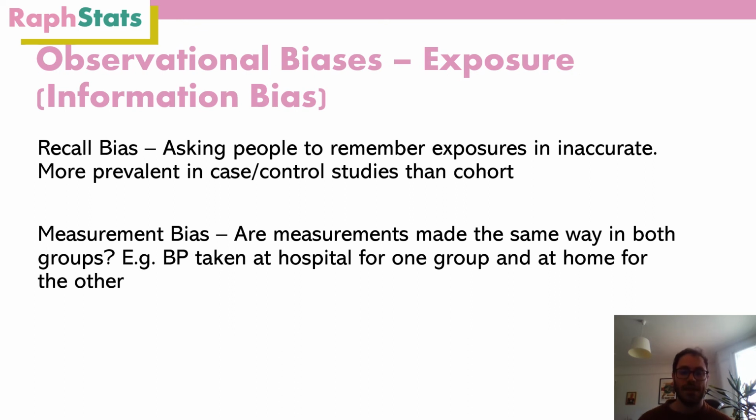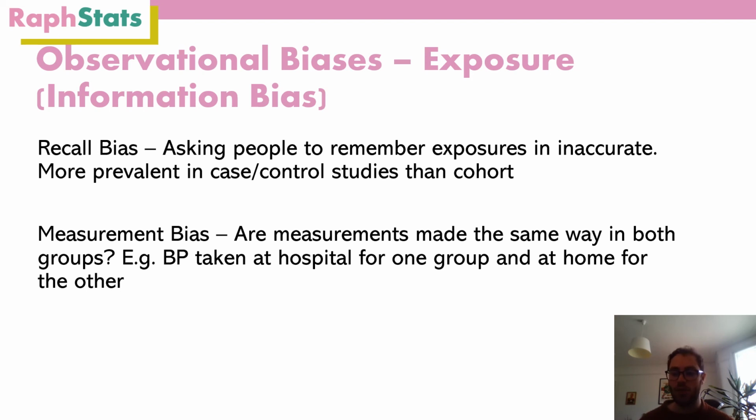The other thing to think about is your exposure. Are you getting accurate information on your exposure? This is especially a problem in cross-sectional studies or case control studies when you're asking people to remember the past, because people are bad at remembering the past. And people tend to, if they have a disease, be much better at remembering things that might have caused that disease. We always want to explain why we have a disease.